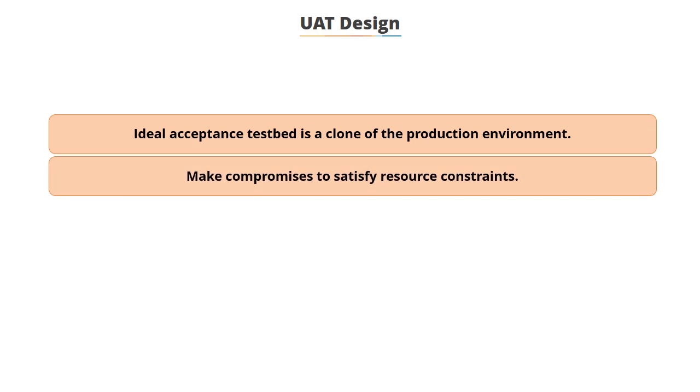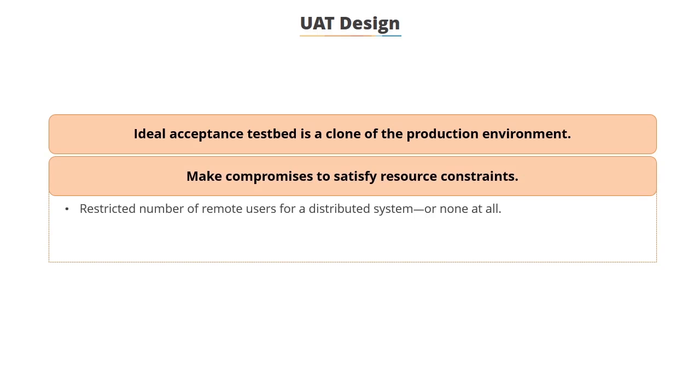We may need to make compromises to satisfy various constraints. We probably can't simulate the large number of remote users our system may have. We might not have any users at all. We need to concentrate on functionality and information flow. We're not interested in performance at this stage. Performance is only assessed once the system is effectively in pre-production.